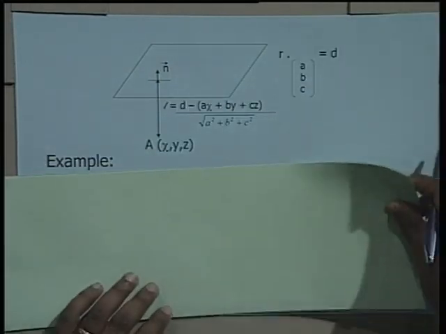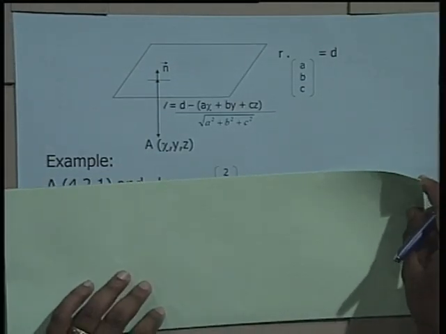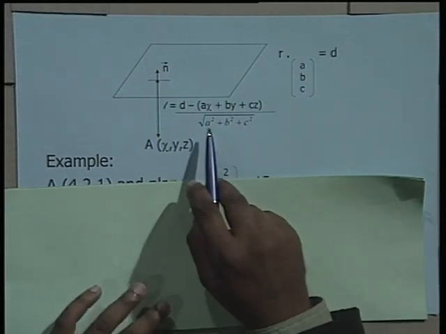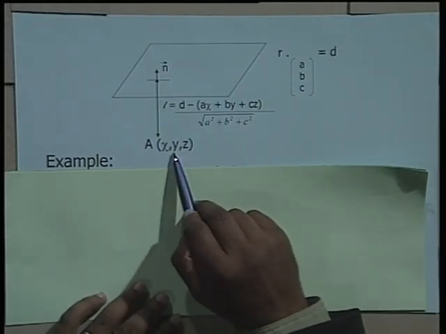So the acute angle between two planes is the acute angle between the two perpendicular vectors to the planes. That is, we apply the dot product rule to n1 and n2 to find the angle between the two planes. Let's find the shortest distance, or the least distance, from a point to a plane. Suppose that we have a plane having equation r dot (a, b, c) equal to d and point A having coordinates x, y, z.